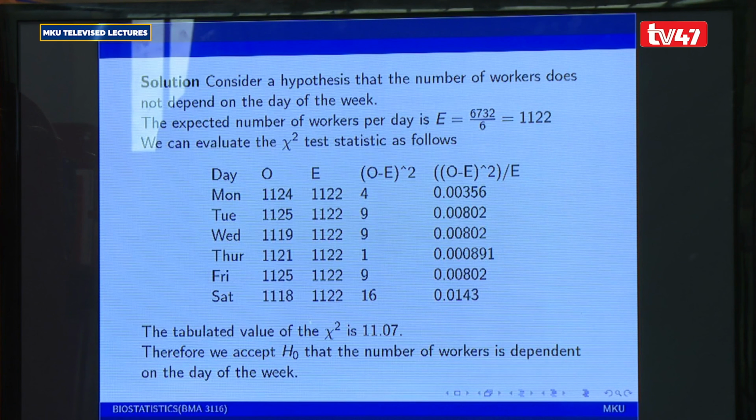Now, the tabulated value from the chi distribution with the degrees of freedom 5 is 11.07, and therefore we accept H naught that the number of workers is dependent on the day of the week.